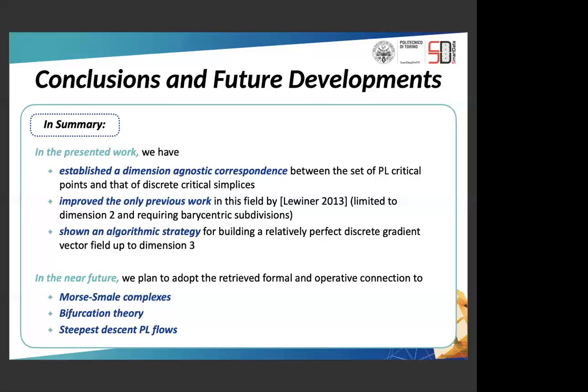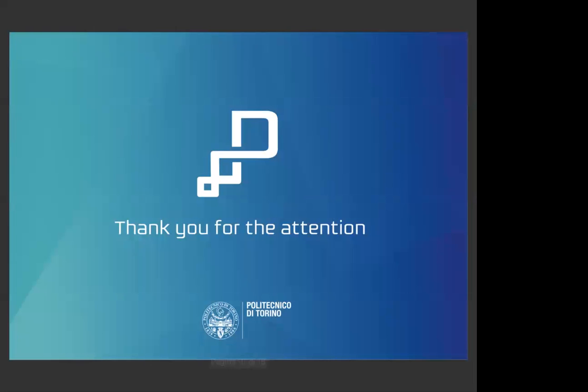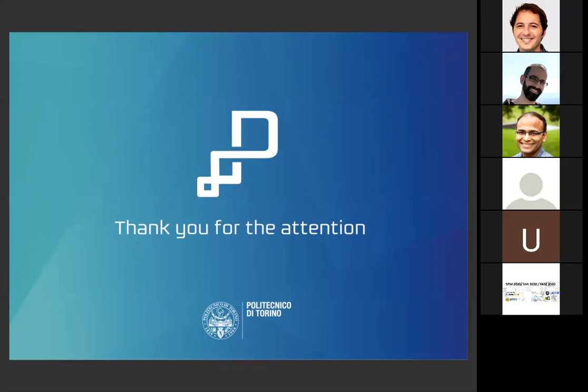This correspondence is just a first step in the direction of creating a full bridge between discrete Morse theory and PL Morse theory in order to take advantage of the pros of both theories. And the next step in the future will involve the Morse-Smale complex, bifurcation theory, and extraction of ascending and descending PL flows. And with this, I would like to conclude, and I wish to thank you for your attention.